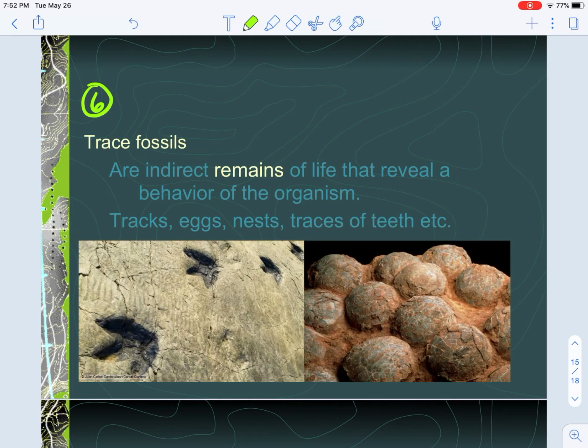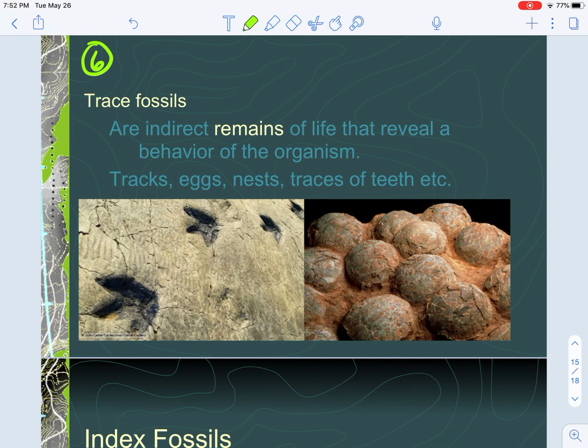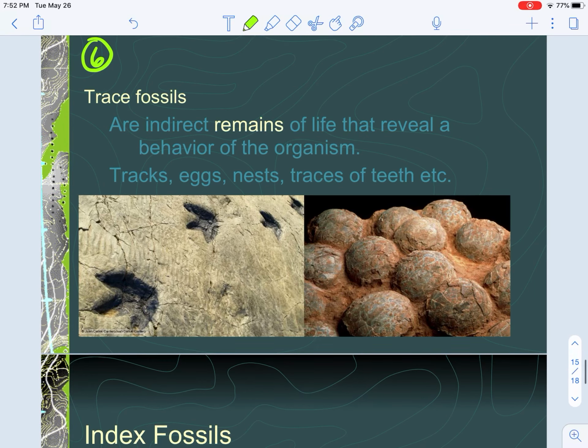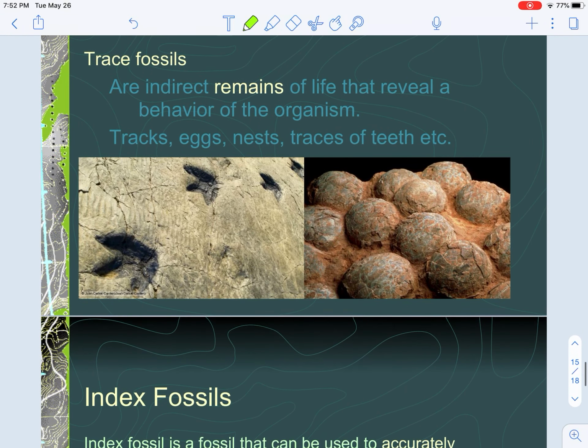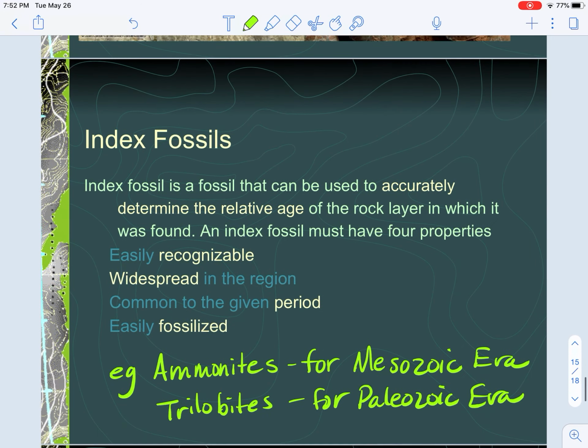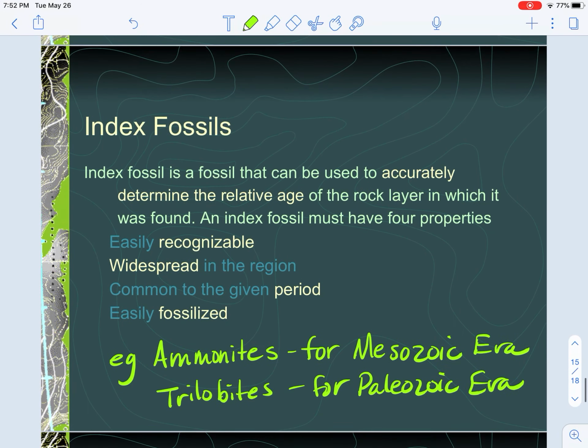Last type is trace fossils, and these are indirect remains, so it's not the actual organism, but it could be their eggs, their nests, their tracks or traces, their teeth. So those would be things that they left behind to tell that they did exist.